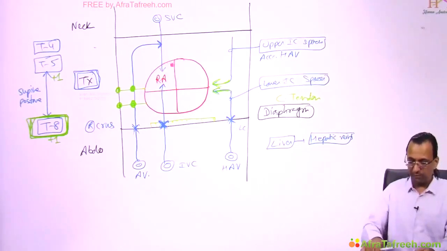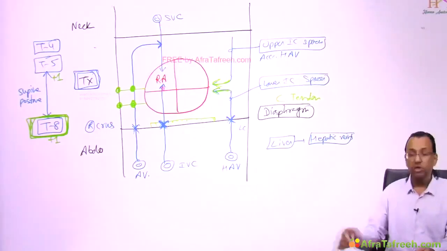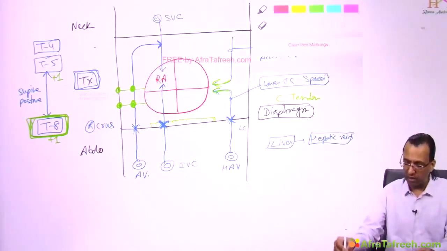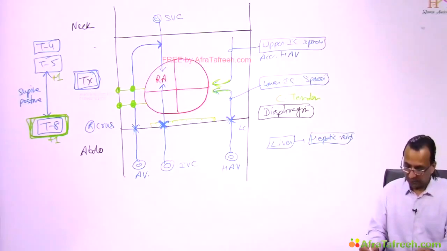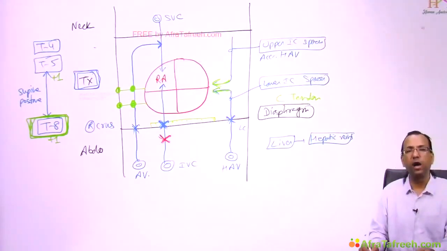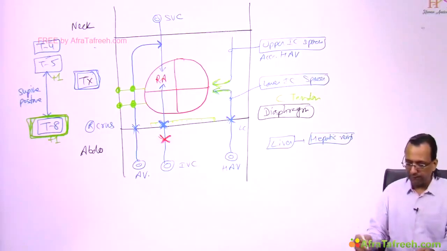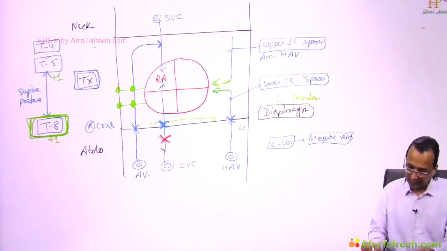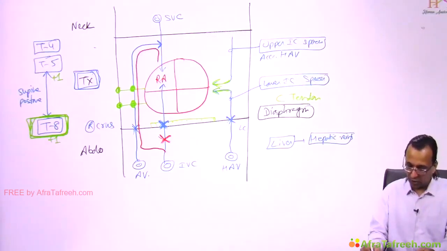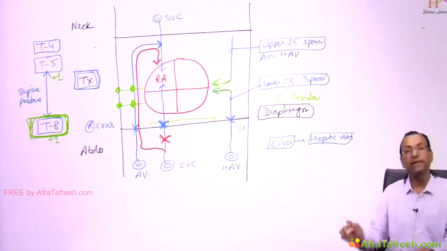Now, I have a problem. The problem is I have a block in the inferior vena cava. So I need collaterals. How will I send the blood into the heart? If you are blocked in the inferior vena cava, you need collaterals. Then send the blood of the inferior vena cava into the azygous vein, and the azygous vein will drain it into the superior vena cava and into the right atrium.